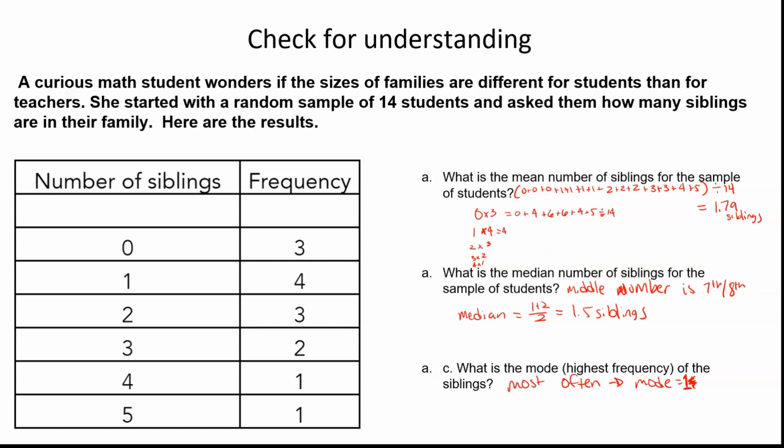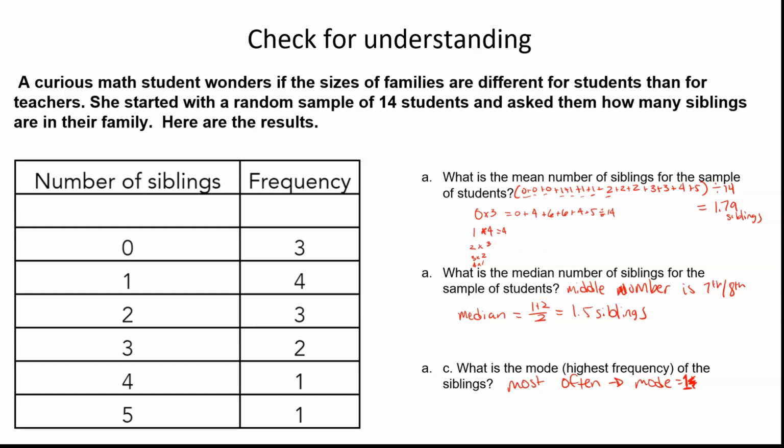The median is going to be calculated as the 7th or 8th number because we have 14 samples. So the middle number in a size 14 is the 7th and 8th number. The 7th number is 1 and the 8th number is 2. You can tell by counting up here: 1, 2, 3, 4, 5, 6, 7 right here, and then 8. And since there's two different numbers, I'm going to find the average of them. I'm going to add them together and divide by 2. It gives me 1.5 siblings.